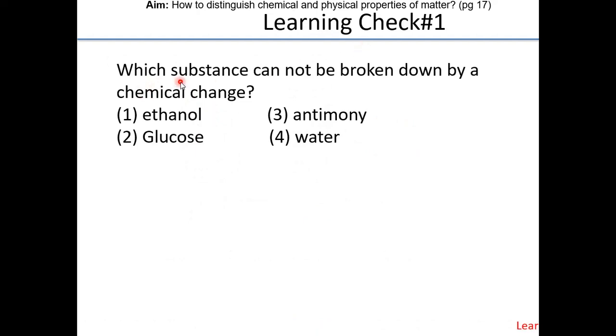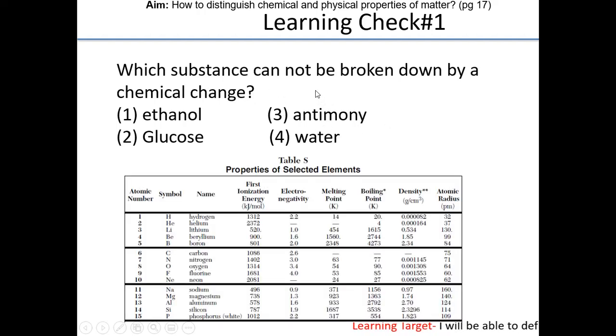Learning check number 1. Which substance cannot be broken down by chemical change? So try to do this yourself, pause the video, and resume once you're done. Okay, so the answer is we're looking for an element because elements cannot be broken down by chemical change. So we have to go to Table S and look up which of the following is an element. We know water is obviously not an element, and glucose, which is sugar, is not an element. Ethanol is not an element, so the best answer is 3.